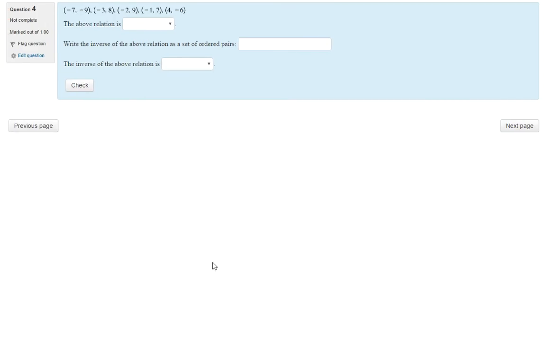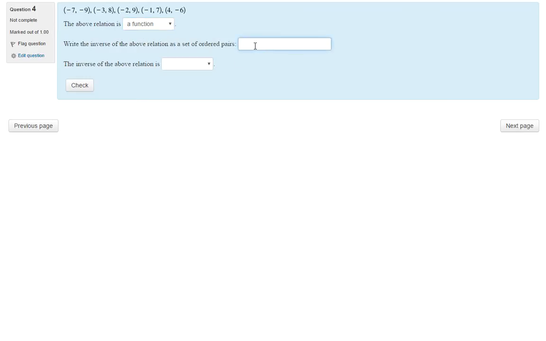Okay, this question gives us a relation consisting of a set of 5 ordered pairs. We want to determine whether the relation is a function or not. Well, it's going to be a function if it passes the function test, which just says each input maps to exactly one output. So let's look at the input values: -7, -3, -2, -1, and 4. Those are all different input values, and so each input is going to produce only one output. So that is a function.